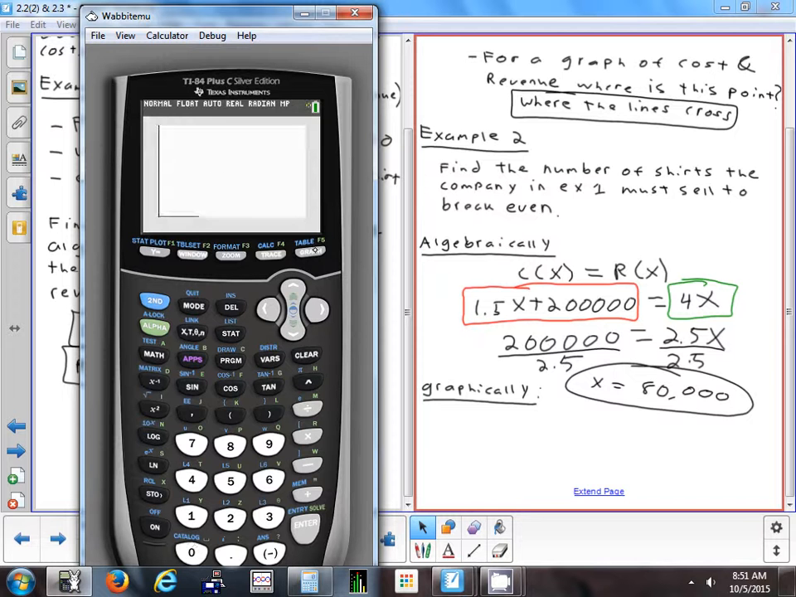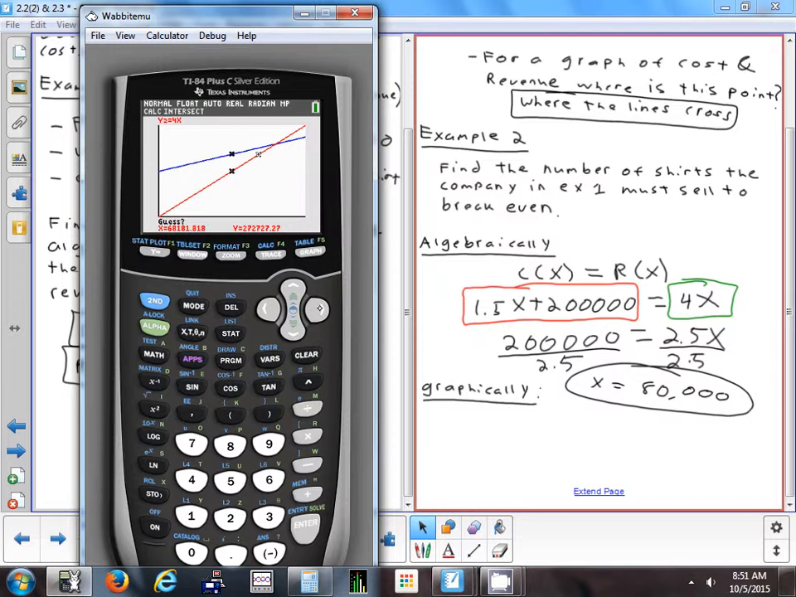All right, and then just hit graph. And if we don't see it, we'll adjust our window. Actually, I think that's okay. Yep, that's good. All right, so we can see where they cross. I'm going to go second calc, intersect. Pick a point on the first curve, hit enter. Second curve, hit enter. And then the guess.